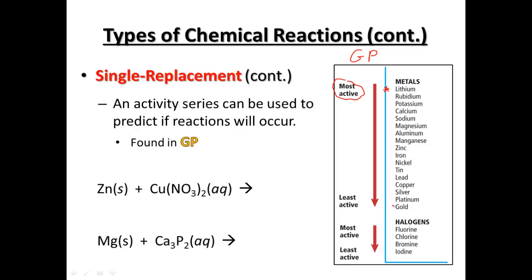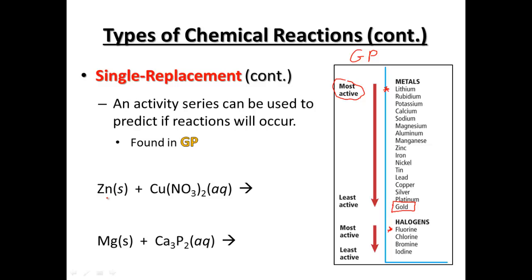And as we move down this chart, the elements get less reactive, and so they're less likely to replace another element in our reaction. Gold down at the bottom here, very unreactive, and so as we're going, since it's very unreactive, gold will not replace anybody else in our chemical reactions. With our nonmetals, fluorine, chlorine, bromine, and iodine, fluorine's our most active of our nonmetals, and then it continues on down to less reactive. So if an element is higher up on the chart, it's going to replace.